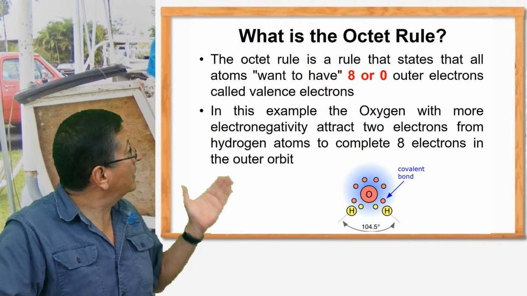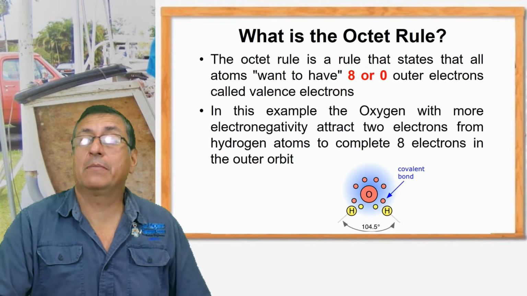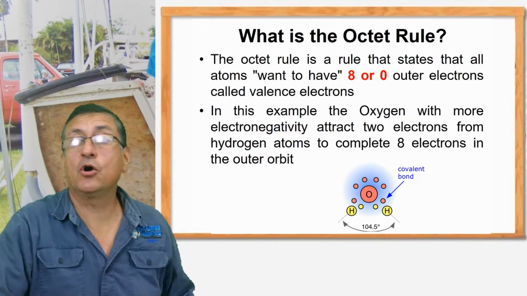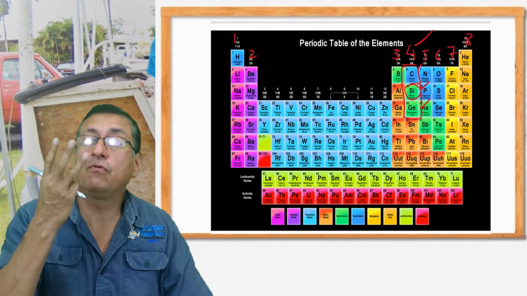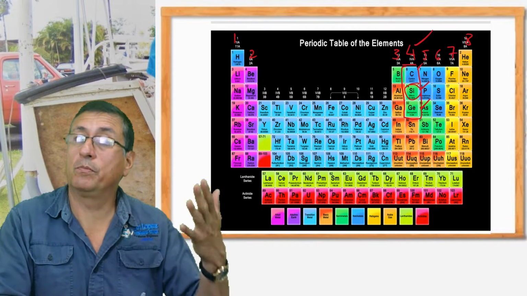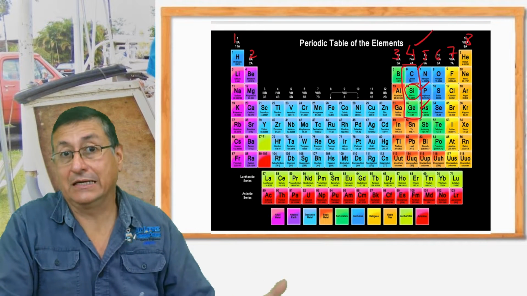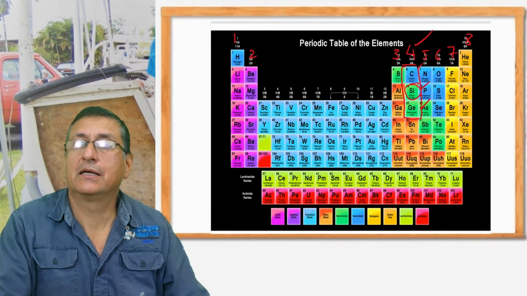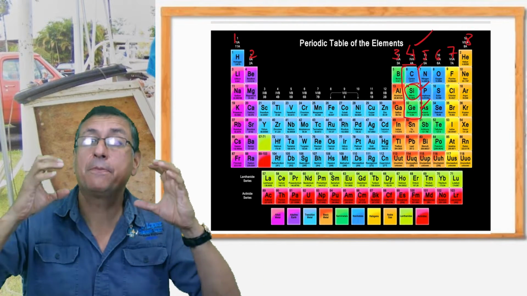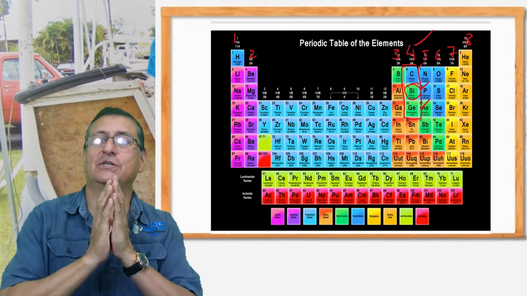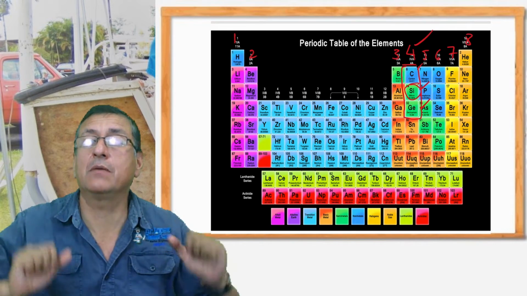If you remember, the octet rule states that when an element tries to be stable, the element tries to complete 8 electrons in the last orbit, or 0. This is the octet rule. Carbon, in order to be stable, needs 4 additional electrons in order to complete 8. For that reason, the structure of silica glass, because glass is pure silica, is a perfect structure because it's pure silicas connected together in a perfect structure. That structure doesn't need any other element to be stable.